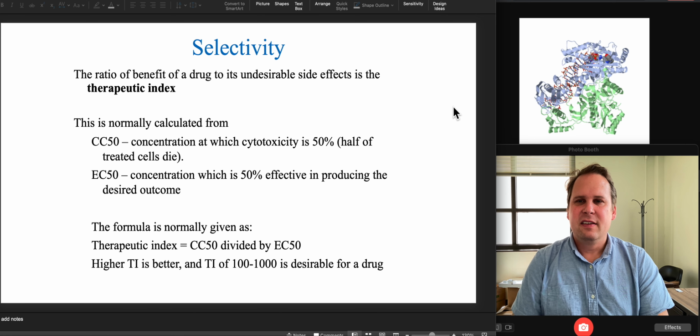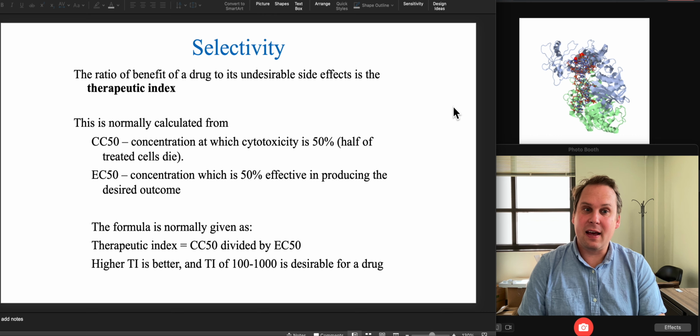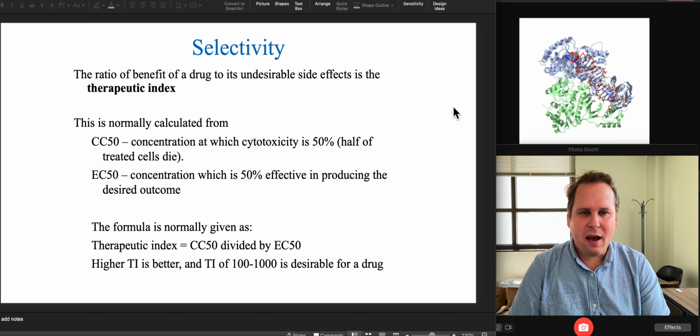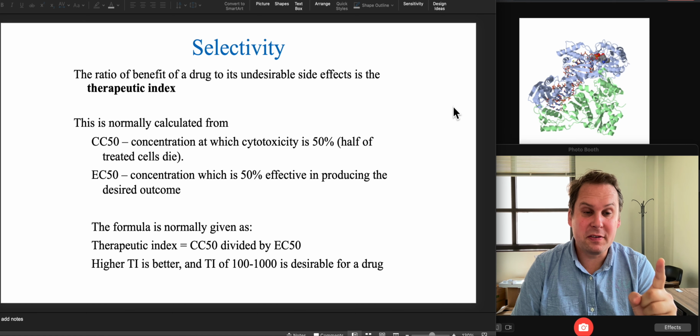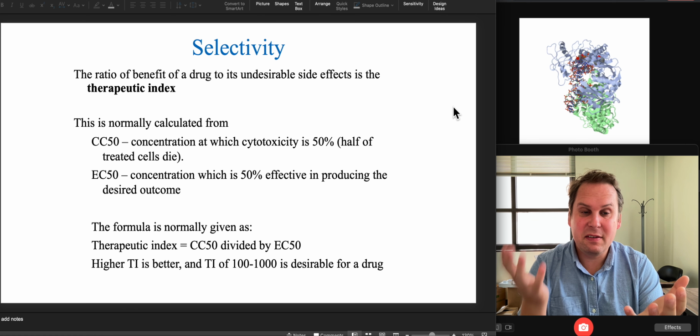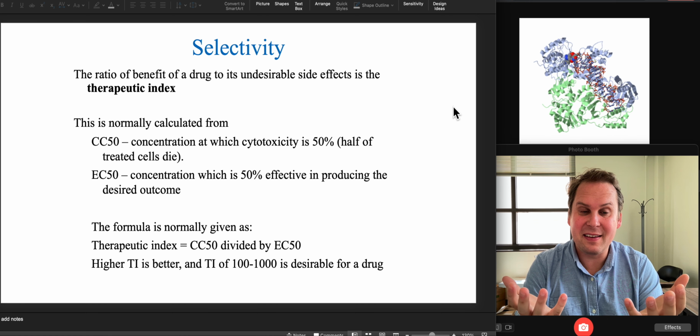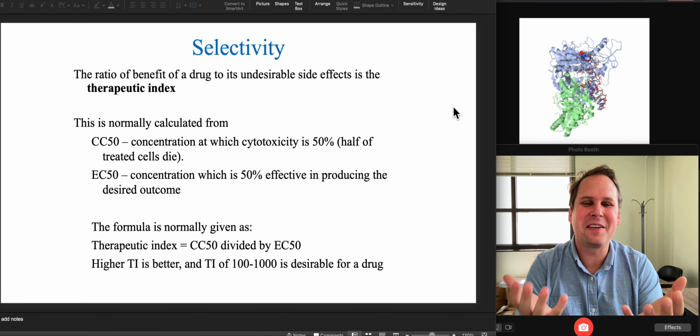All right, so selectivity. This is going to be our big thing. How much compound does it take to have the desired effect versus how much compound does it take to basically start poisoning the cells, individuals, whatever it is you're treating.